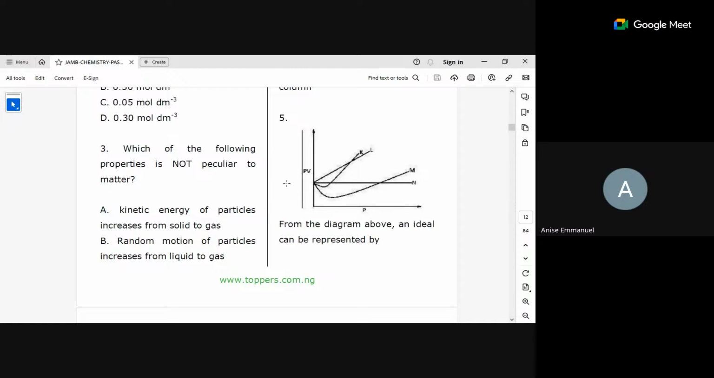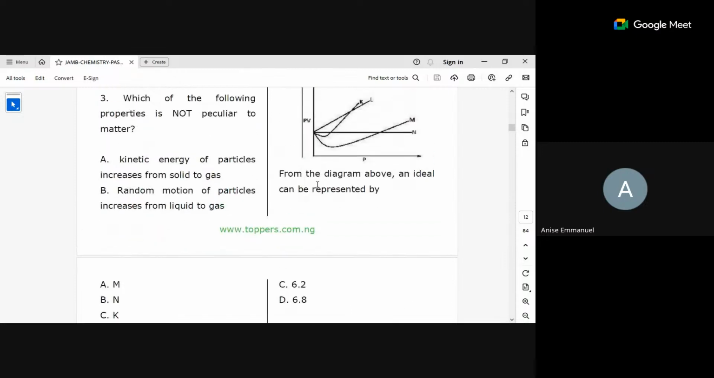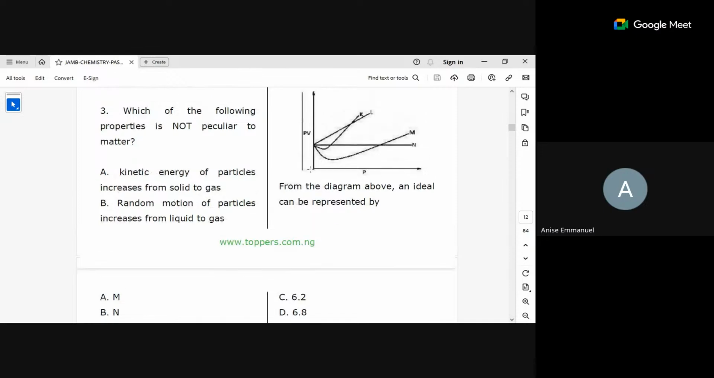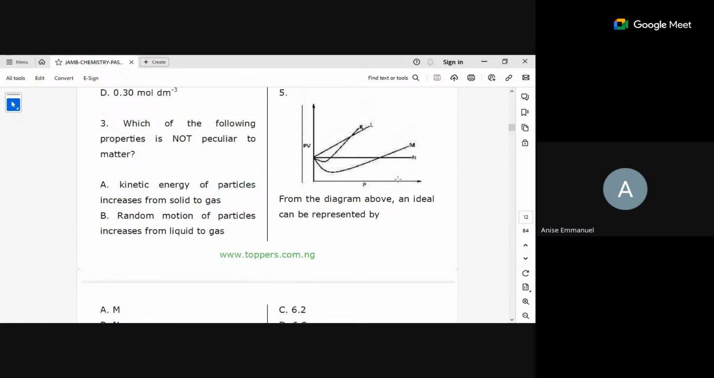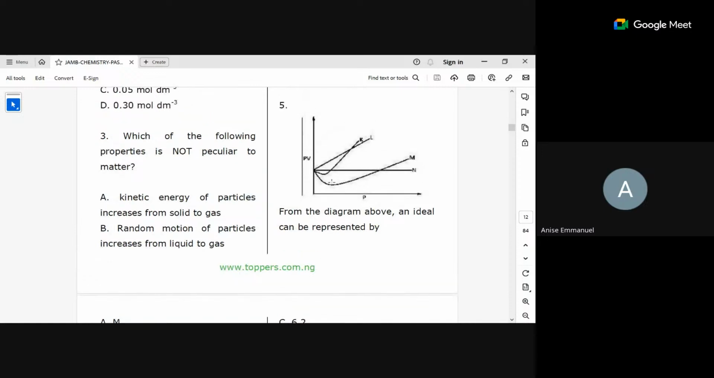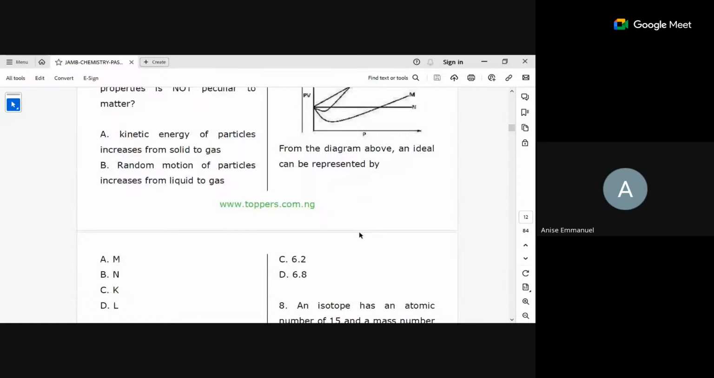So here, this question is not the first of its type. They have been repeating questions like this. They now say, which of the following is an ideal gas? The ideal gas here, without wasting our time, is N. When you see this question, just go. You don't need to waste your time. This is like a bonus. N is the ideal gas. It is not M, it is not K, it is not L. It is N, straightforward.